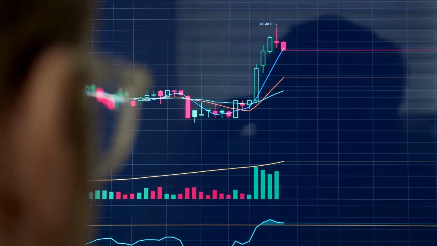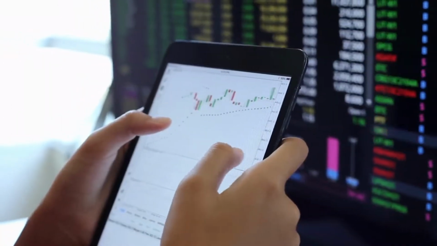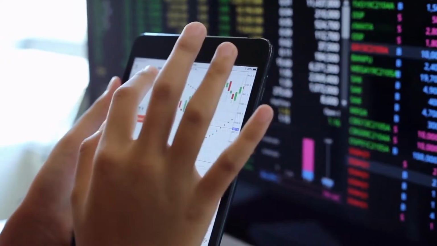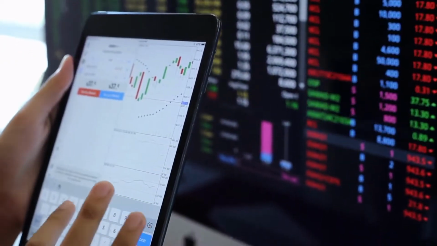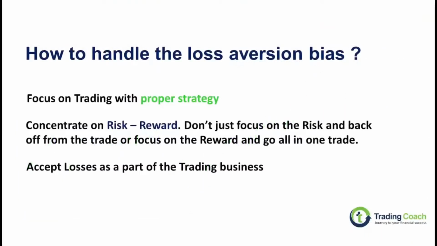But there are certain types of traders who might have succumbed to this loss aversion bias. They might have held the trade hoping that it will somehow come back to their initial buying point, right? They keep thinking that somehow the trade will come back to its original position, which is not the case. Okay, so this is nothing but a classic example of loss aversion bias. As a trader, we don't want to end up making such mistakes, right? So what we have to do is manage the loss aversion bias. So let us see how we can do that.